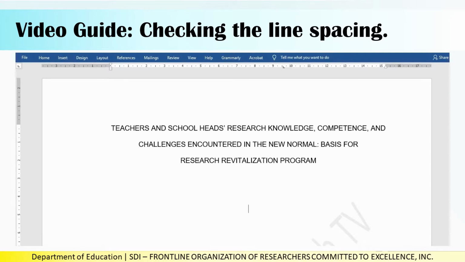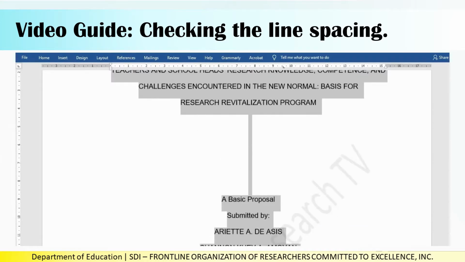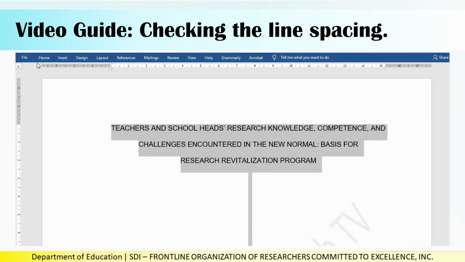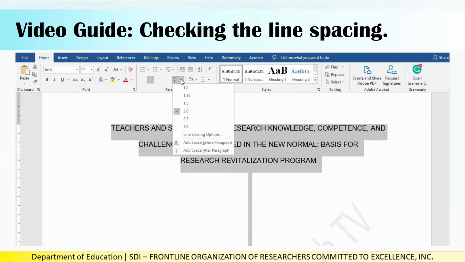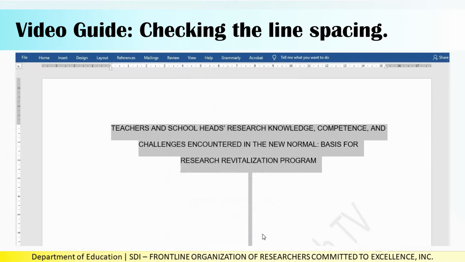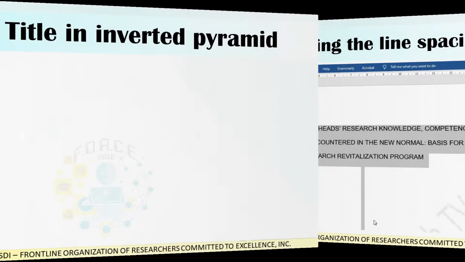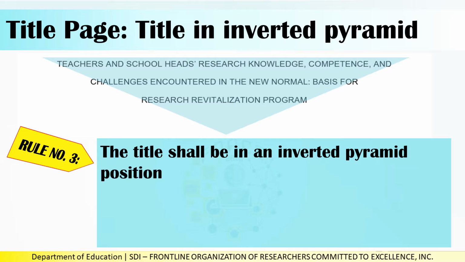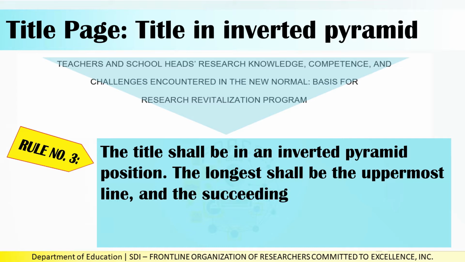This is how you are going to check the line spacing. Focus on the video guide. These are simple steps. Line spacing, and check if it is double. Coming up is the figure, which shows the position of the text in inverted pyramid. This is the illustration to this rule.